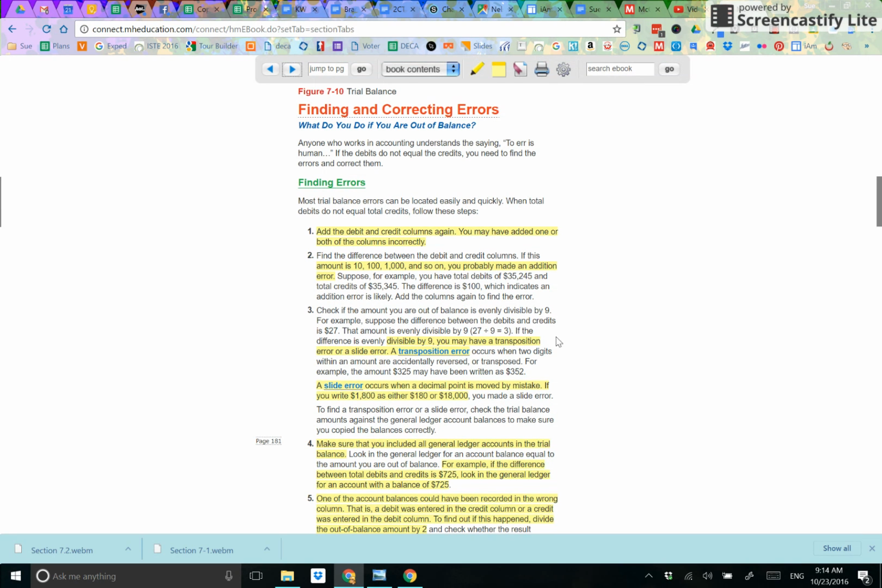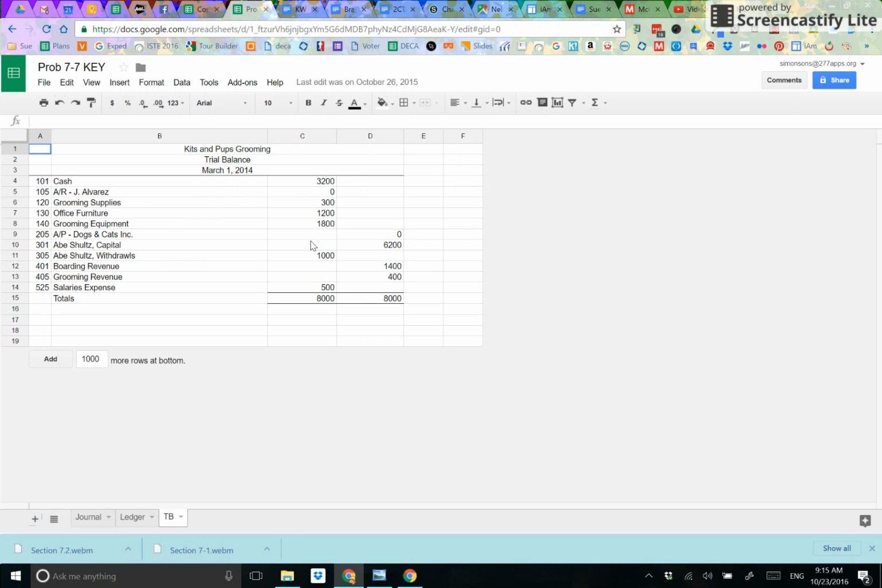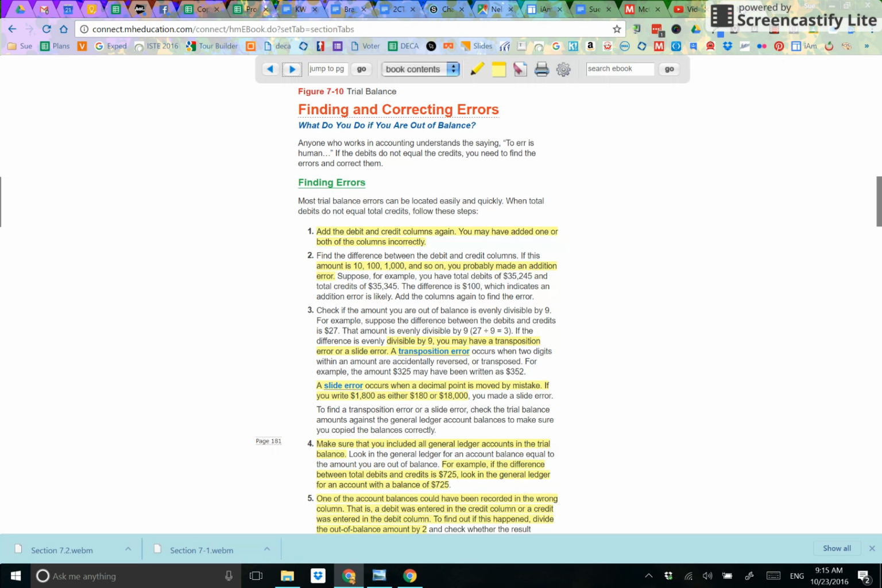So what if you do have an error? There's a bunch of steps here to go through, with some of the obvious being in the beginning and then some of the harder things at the end. Maybe you just didn't add the columns up correctly on your trial balance. So if we look at a trial balance here, did you do an auto sum here? And did you do one over here as well? So that could be a problem.